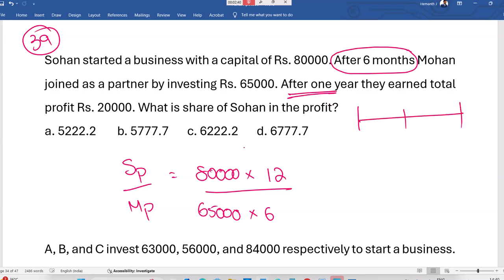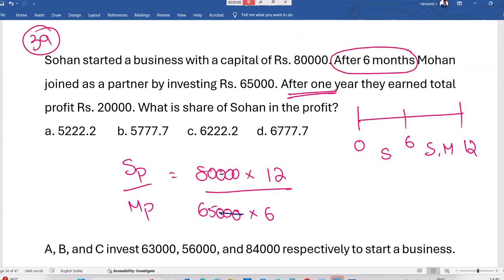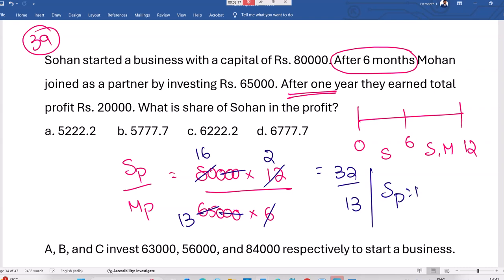See, this is the scenario. Initially, Sohan started. After 6 months, Mohan joined. Sohan is available for the entire 1 year, 12 months, but Mohan only for 6 months. Now this decides the ratio. Then out of 20,000, how much for Sohan and how much for Mohan will be decided. Cancelling, this is 32 divided by 13. Now, indirectly, Sohan's profit and Mohan's profit are 32 and 13.